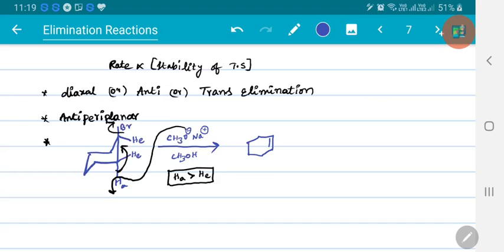So if the anti-periplanar condition is obeyed, then E2 elimination occurs readily. If such hydrogens are not there, if there is no acidic hydrogen at all, then obviously SN2 is preferred. So directly the base will attack this carbon, making bromine leave. Now coming to another set of examples, let me take one more example.